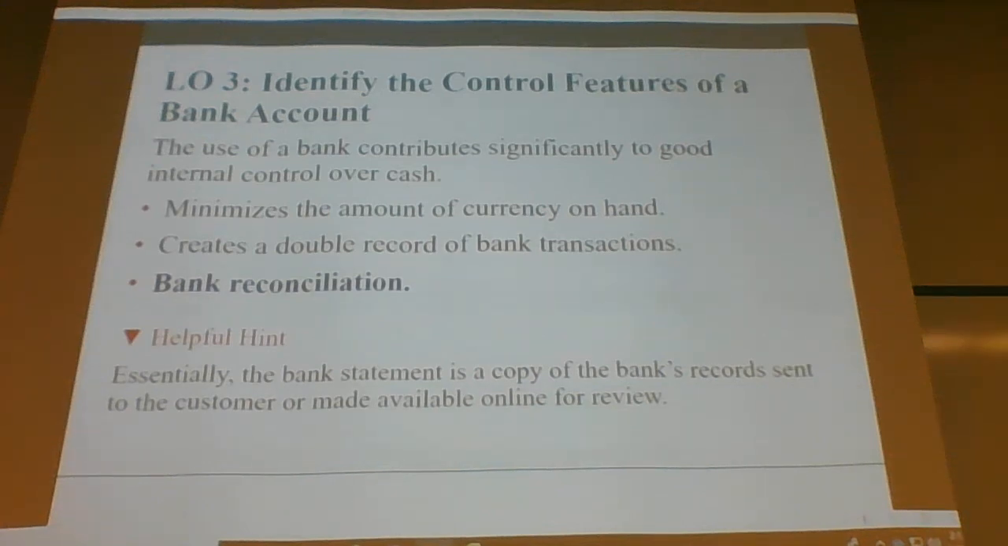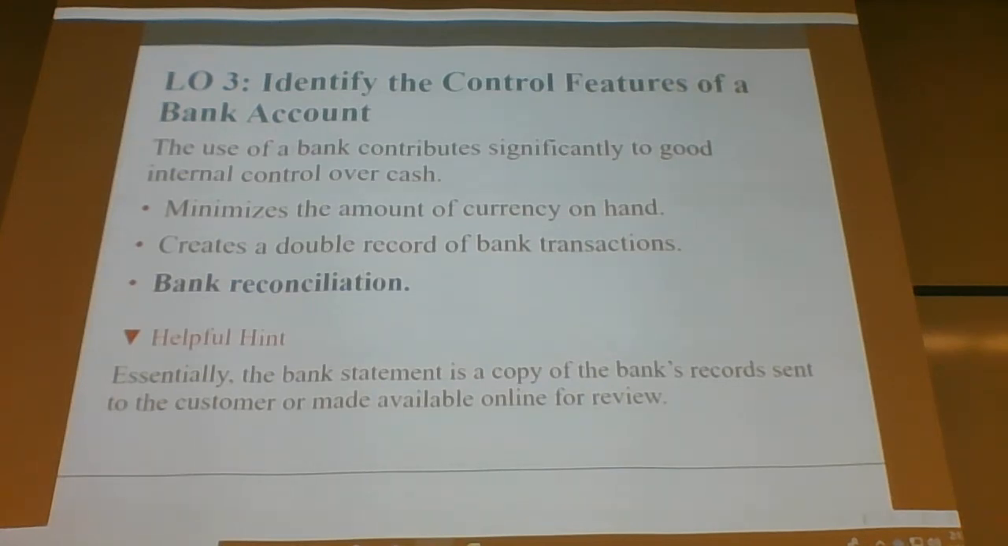Okay, let's take a look at learning objective three. This is probably the part of the chapter that we're going to spend the most time on. And what we're going to be looking at is a company's bank account, and specifically how a bank account is an integral part of internal control over the cash asset. Okay, so how does it help?